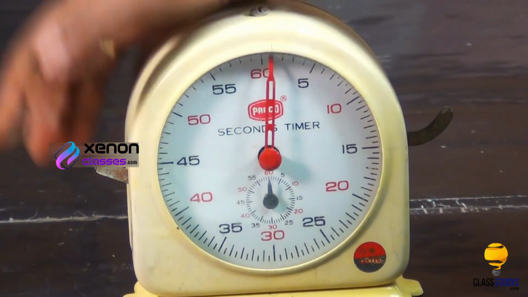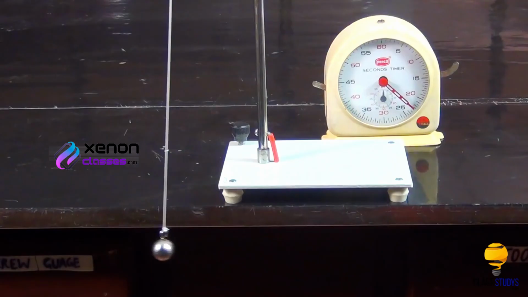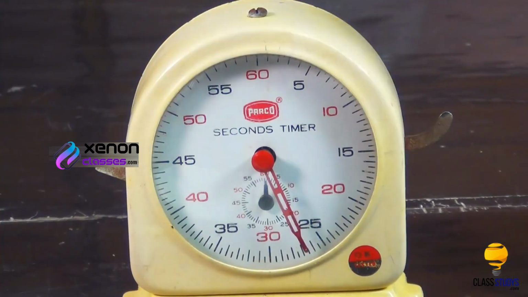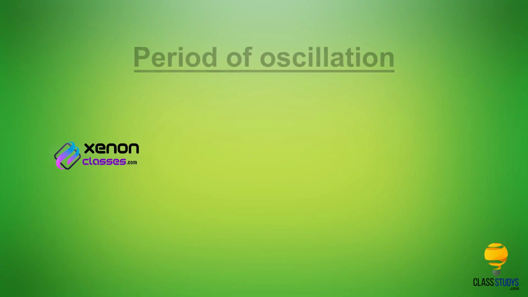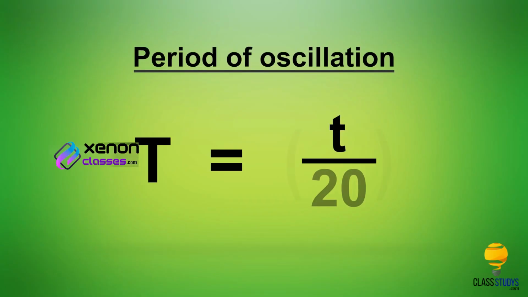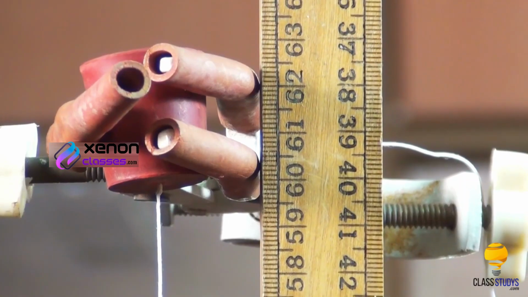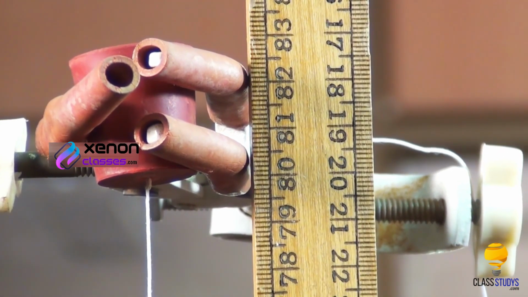A stopwatch is started when the pendulum crosses the equilibrium position. The stopwatch is stopped when the pendulum has completed 20 oscillations and the time t is noted. The period of oscillation T is equal to t by 20 is calculated. The experiment is repeated for different lengths like 60 centimeters, 70 centimeters and 80 centimeters.